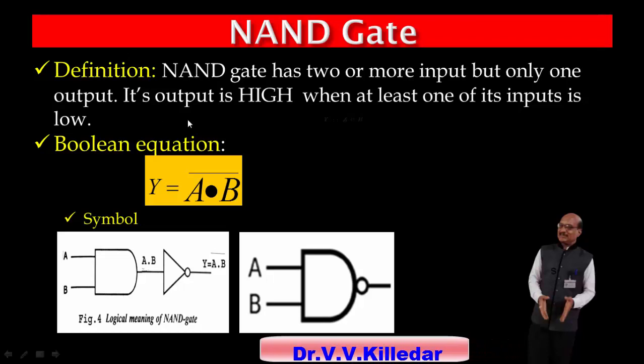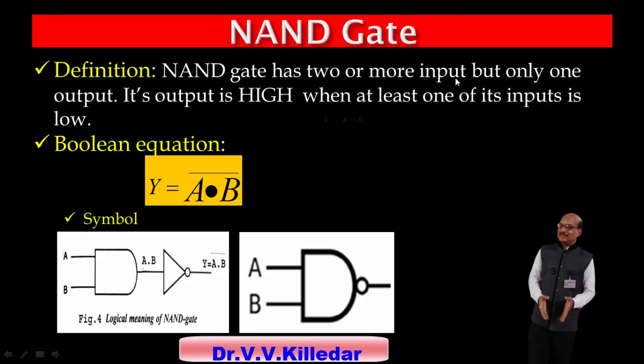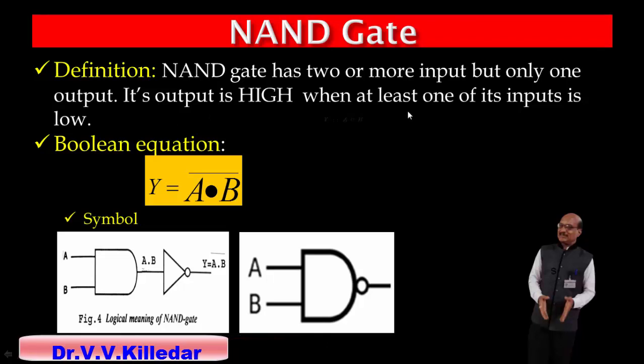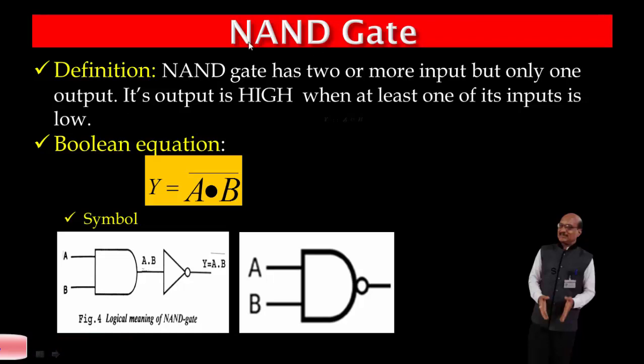So the definition is: NAND gate has two or more inputs but only one output. Its output is high when at least one of its inputs is low. So this is exactly opposite to the output of AND gate, and therefore it is called NOT AND. Not AND means it is opposite to AND.